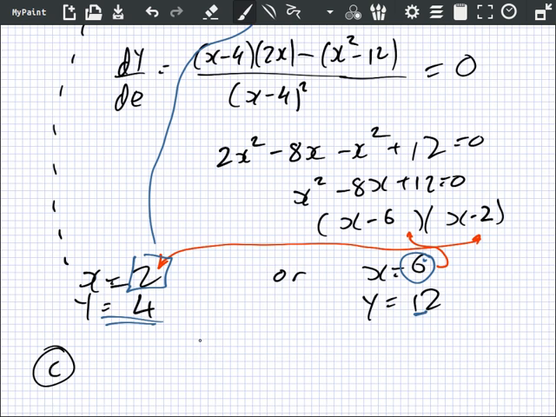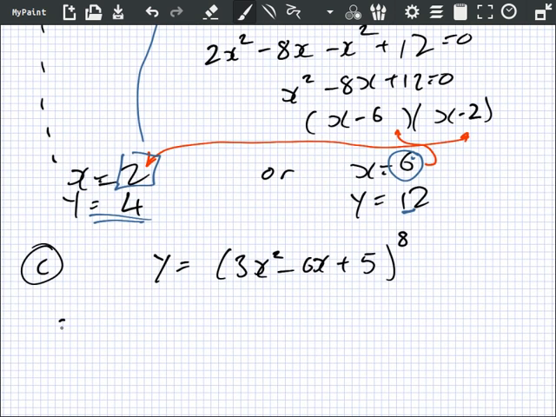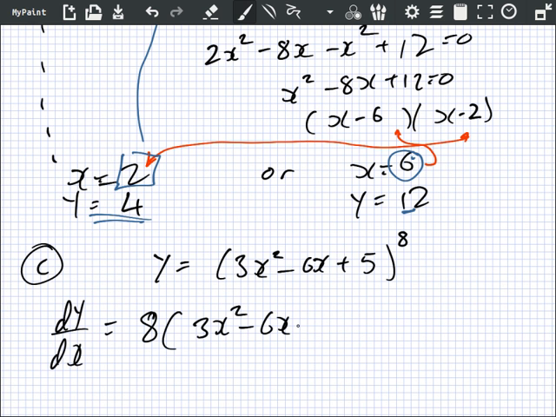Okay, y equals 3x squared minus 6x plus 5, to the power 8. So, derivative here, bring down the power, reduce the power by 1, and multiply by the inside derivative. And they ask us to put in the value of x as 1, so that's 0.